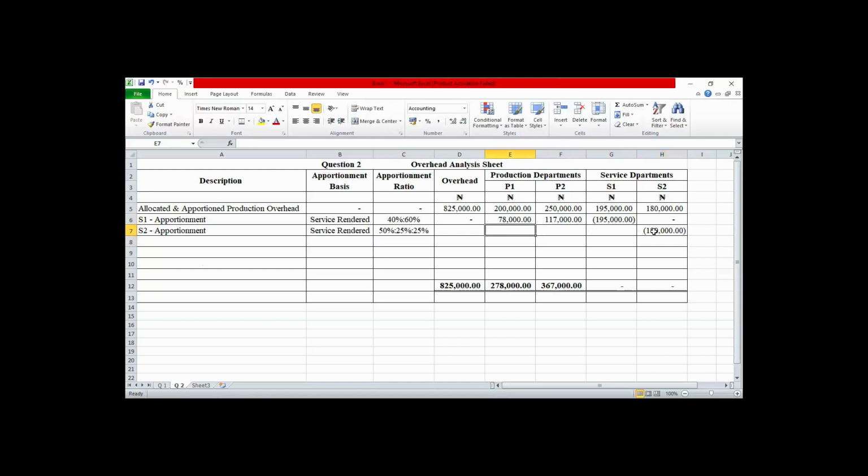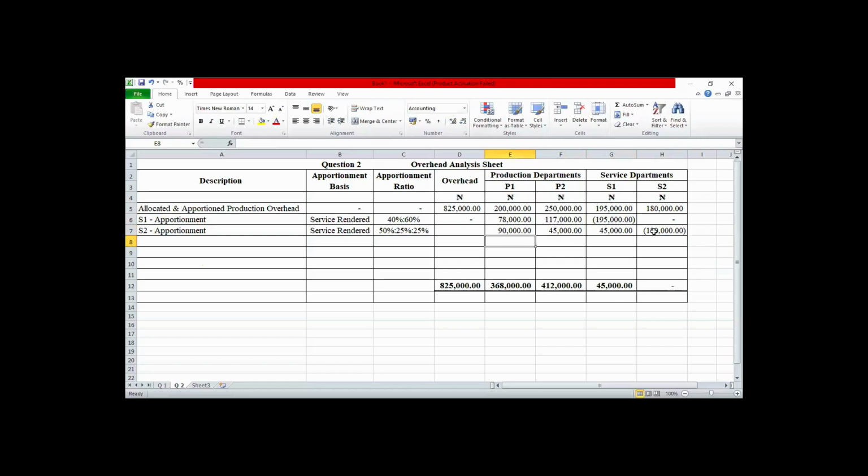Which is equal to 50 divided by 100 times 180,000. What do we have? 90,000. Then the second one, we have 25% times 180,000. We have 45,000. Then the next one, you also have 25% times 180,000.